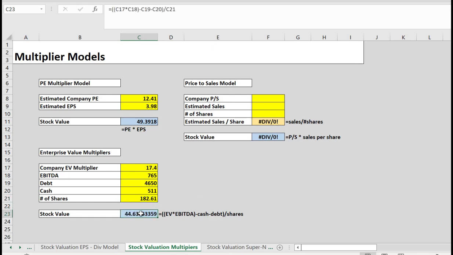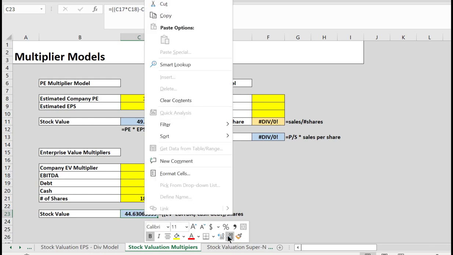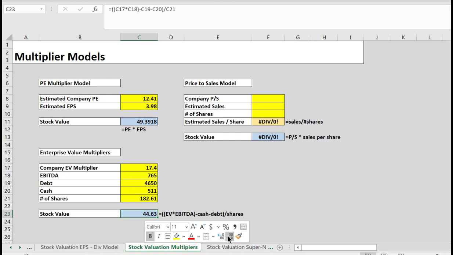So in this case, let me get rid of some of these decimals here. Under the EBITDA enterprise valuation multiplier model, they're saying the stock is worth roughly $44.63. This looks at enterprise value per share. Again, just another model that helps us.